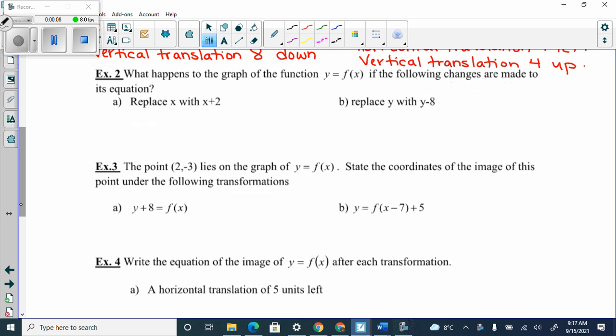So here it says, what happens to the graph of y equals f of x if the following changes are made to the equation? You replace the x with x plus 2. So replace means I go in, I take the x, I toss it behind my head, and I replace it with x plus 2. So I'm going to get y equals f of x plus 2. In words, what would that be?